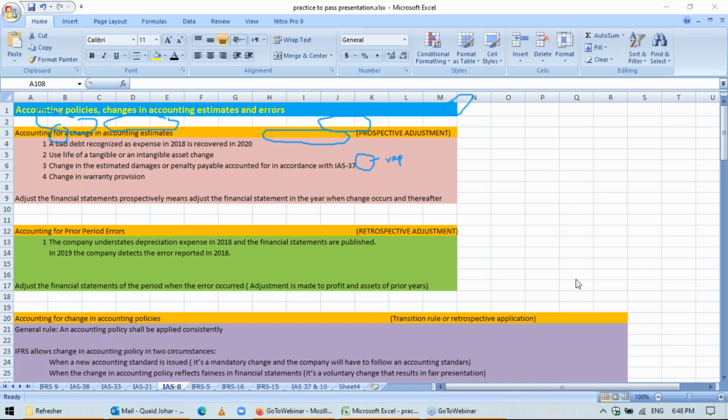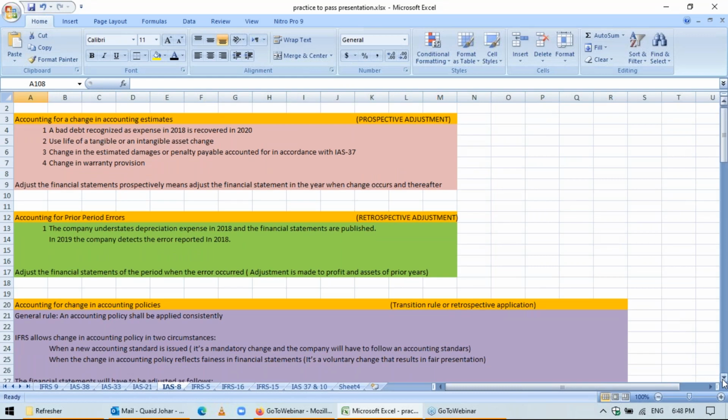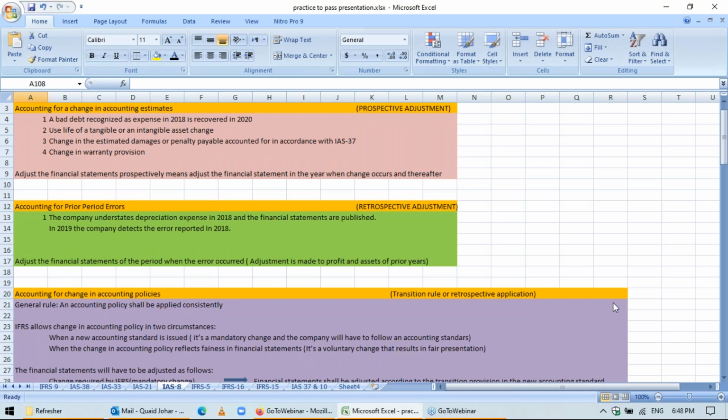IS 8 covers 3 things. I'm giving a briefing about IS 8 first. It covers 3 things, which you can see over here in light maroon, green and purple, right? In light maroon, you will be seeing accounting for a change in accounting estimates.